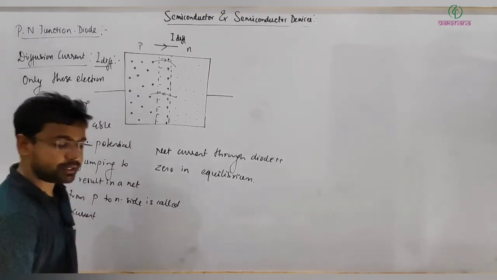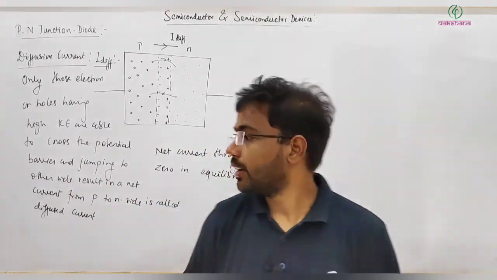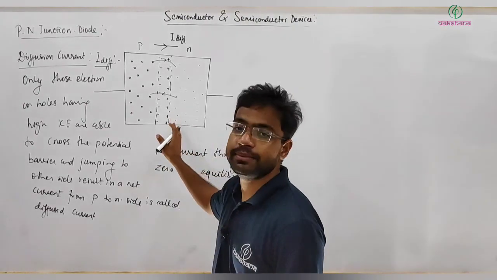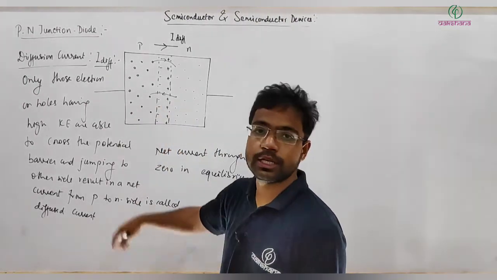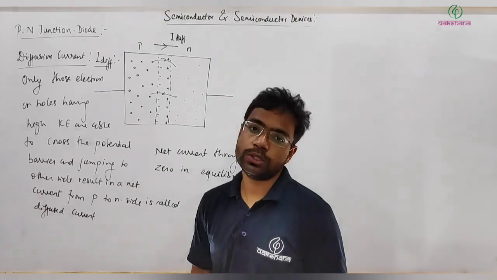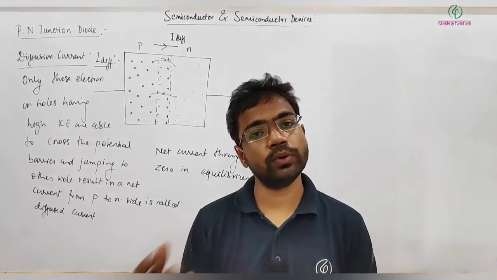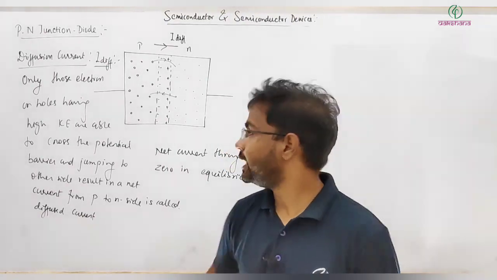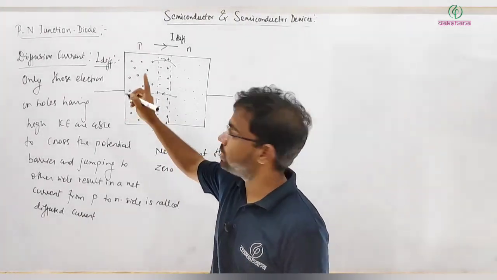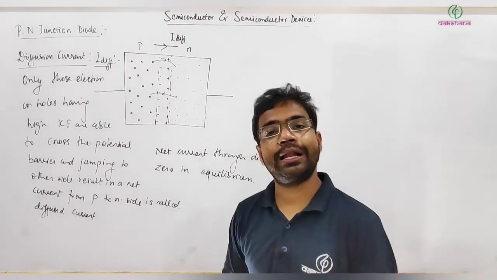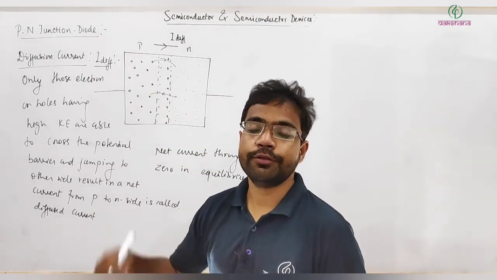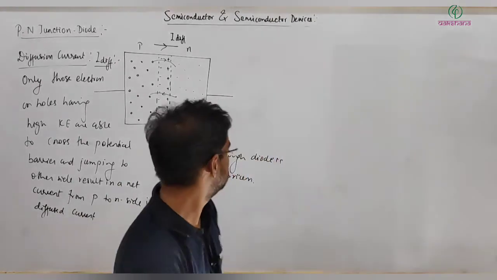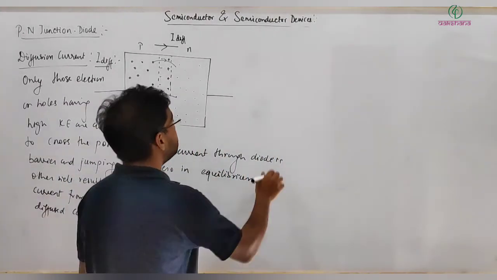So I hope you are clear. In the normal situation, once the potential barrier is set up, electrons do not have sufficient energy, they are not able to cross the barrier, and similarly holes also. But a few electrons and a few holes have high kinetic energy and they are still able to cross that barrier. Electrons jump from N side to P side and holes jump from P side to N side, and overall this results in a net current from P side to N side, and that current is termed diffusion current. Clear?